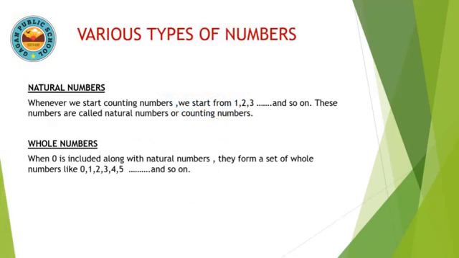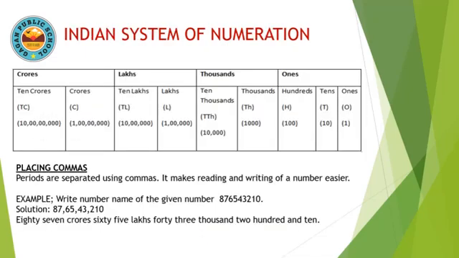Now, as we have discussed in the last class, there are various types of numbers, natural numbers and whole numbers. Natural numbers are basically counting numbers, from where you start counting like 1, 2, 3, 4, 5 and so on. These are all counting numbers. So we can say that counting numbers are all natural numbers. Whole numbers: 0 is included in the natural numbers, so they are called whole numbers. They form a set of whole numbers like 0, 1, 2, 3, 4, 5 and so on. These are all whole numbers. So we have discussed all these in the last session.